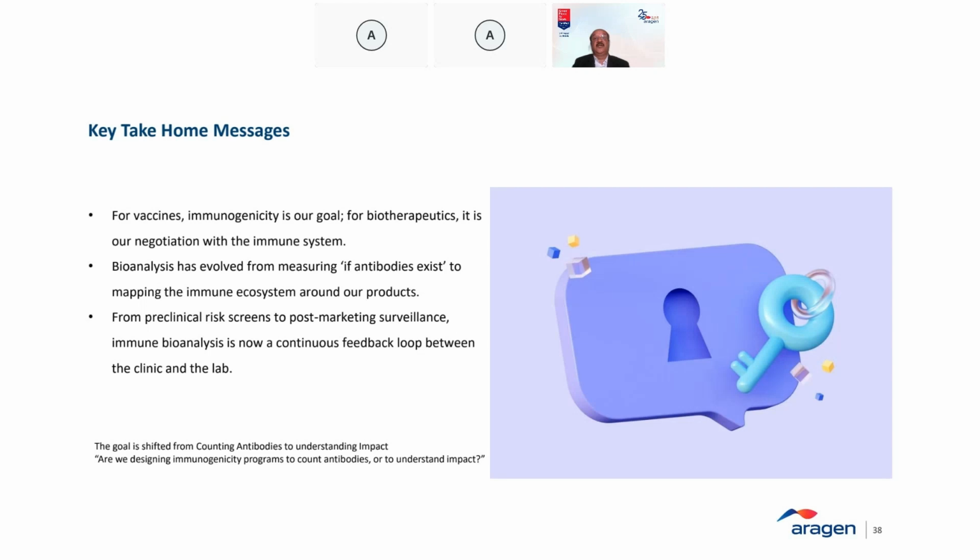It is not a one-time event where you just conduct your three-tiered ADA assay and then submit it to regulatory agencies. Agencies expect that you give an integrated picture of how your molecule interacts with the immune system, and that's why bioanalysis becomes critical to support the path of your molecule right from inception till clinic and even post-marketing surveillance. So the goal has shifted from counting antibodies to understanding the impact. The question we ask is: are we just designing our assays to identify the antibodies, or to really understand their impact?